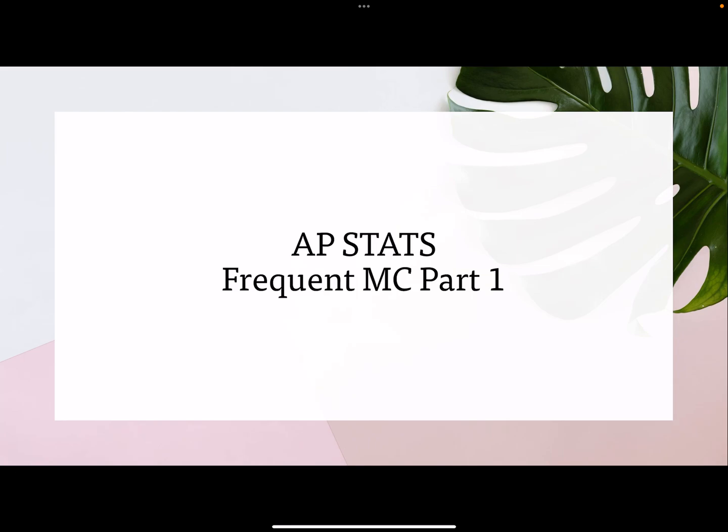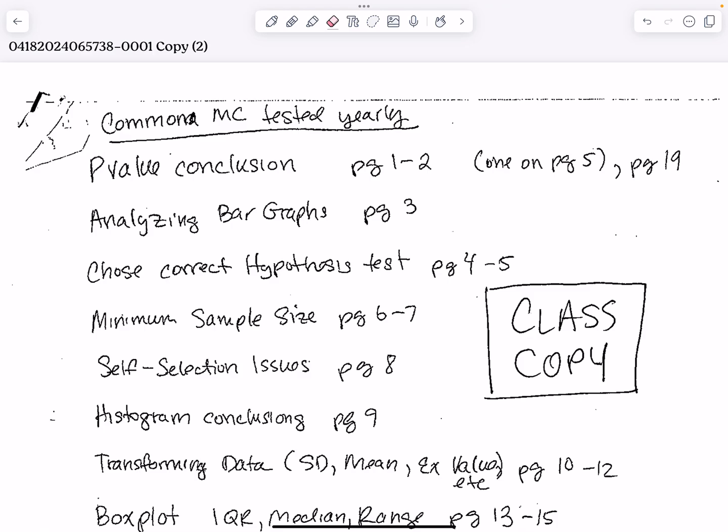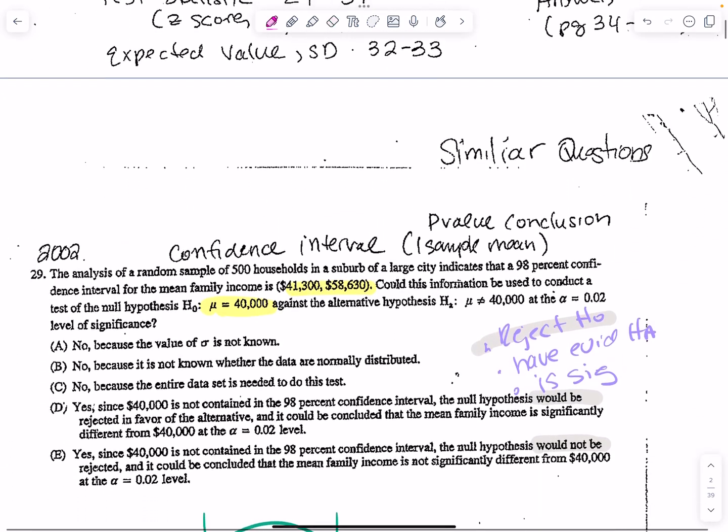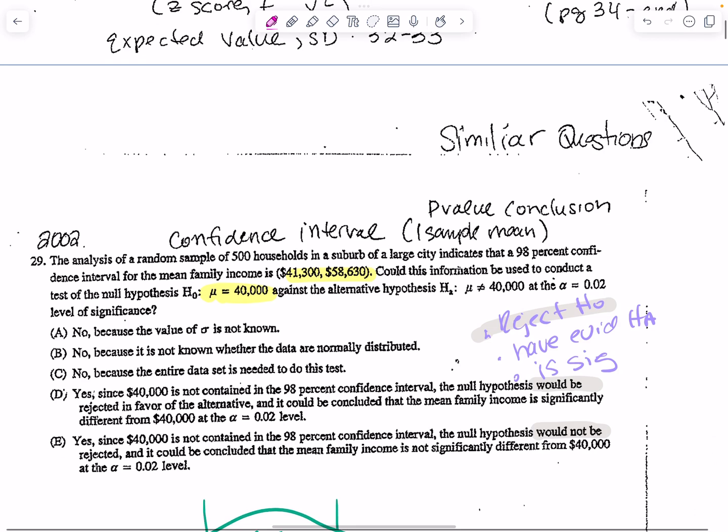Multiple choice, part 1. These are questions that you could see and probably will see on the multiple choice section of the AP Stats test. So let's go over the content. For the first one, let's look at confidence intervals.